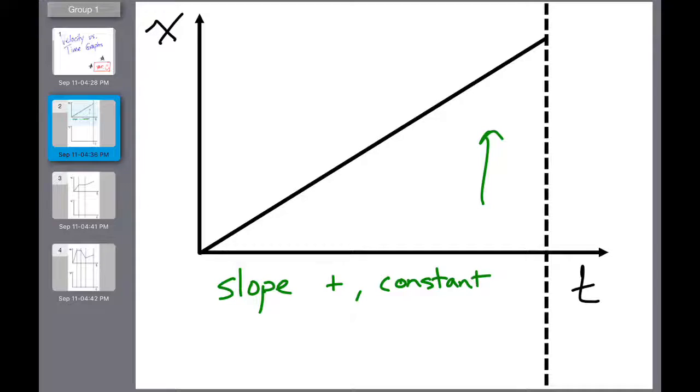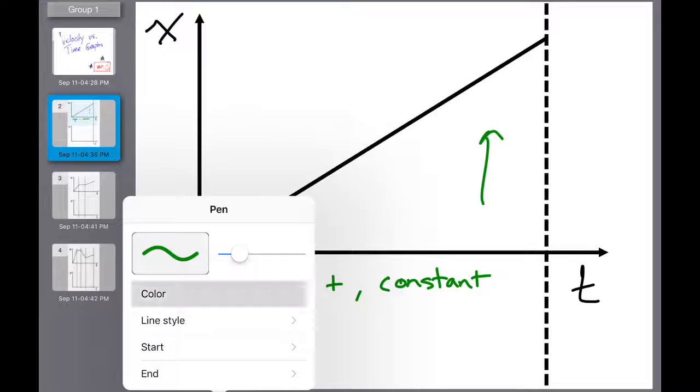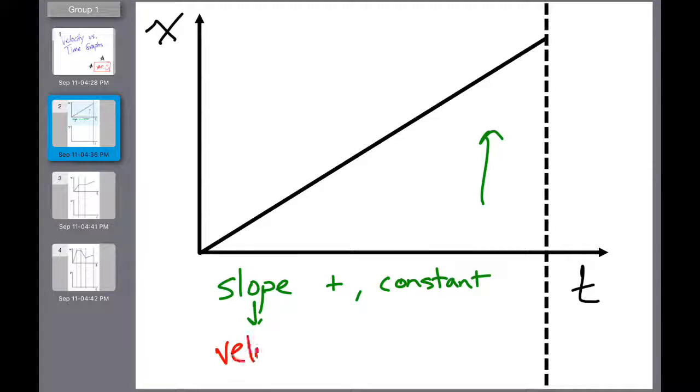So that's real easy. Now, we also know that on a position versus time graph, slope represents velocity. So what we can infer from this information is that if slope represents velocity and our slope is positive and constant, then that must mean that our velocity is positive and constant.